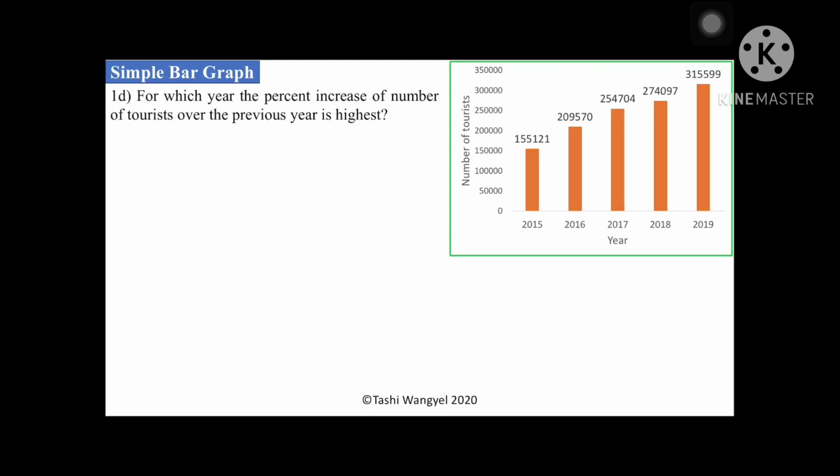For which year is the percent increase of the number of tourists over the previous year highest? We compare the percent increase over the previous year. For 2015 there is no previous year data, so we start with 2016, the percent increase over the previous year in 2016.